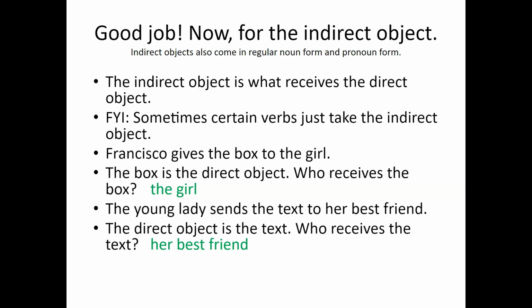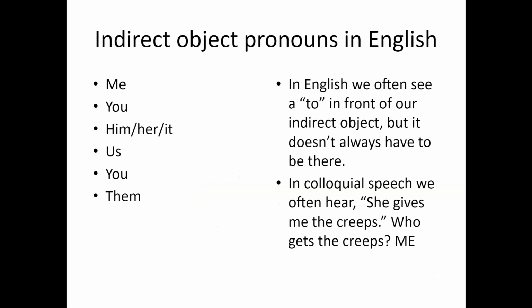So she's the indirect object. The young lady sends the text to her best friend. The direct object is the text, what is being sent. Who receives the text? Her best friend. That's the indirect object. So, indirect object pronouns in English: me, you, him, her, it, us, you, them.